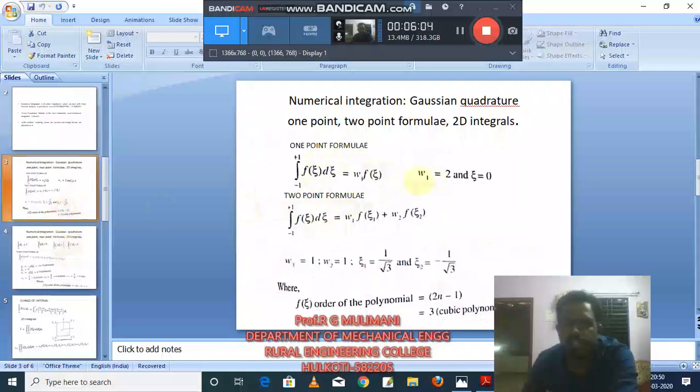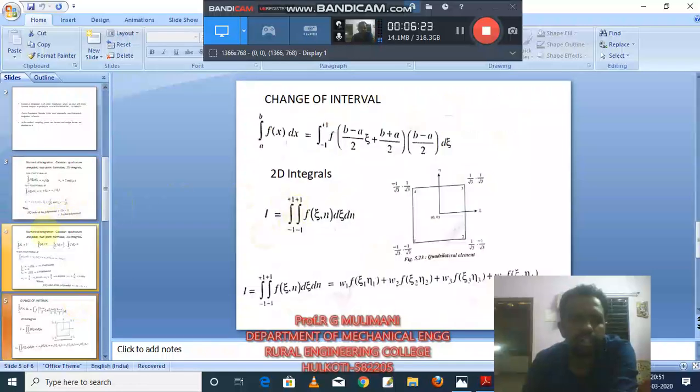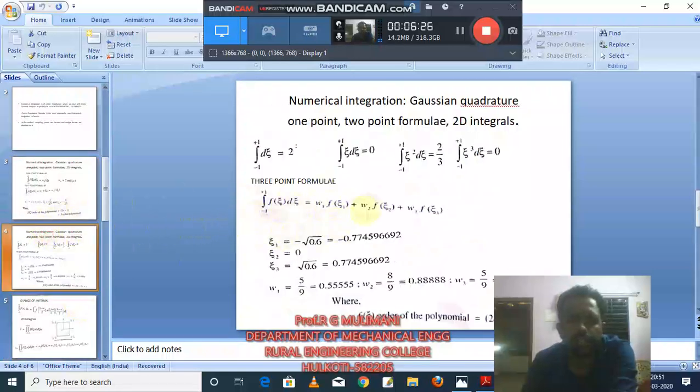Okay, I will repeat here. For the 1-point formula, there is only one weighting function, w1, and its value is 2. For the 2-point formula, we are using two weighting functions, w1 and w2, where w1 is 1 and w2 is 1. Similarly, for the 3-point formula, we are using three weighting functions, w1, w2 and w3: w1 is 0.55, w2 is 0.88, w3 is 0.55. Okay, I will solve this with one problem.